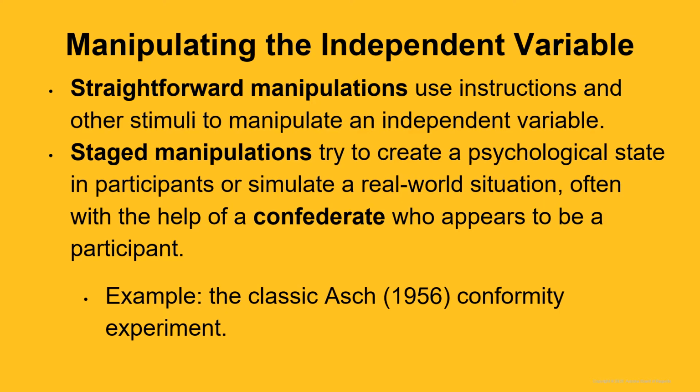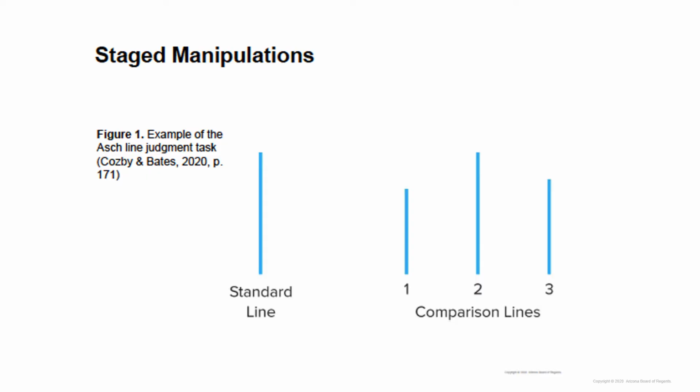It's super interesting stuff. Here's an example of something that you might see in one of those conformity experiments I was just referring to. If you look at all three of these lines on the right, you might look at the standard line on the left and ask a person which one of the comparison lines is closest to the standard line. And obviously line number 2 is the longest of the three comparison lines.